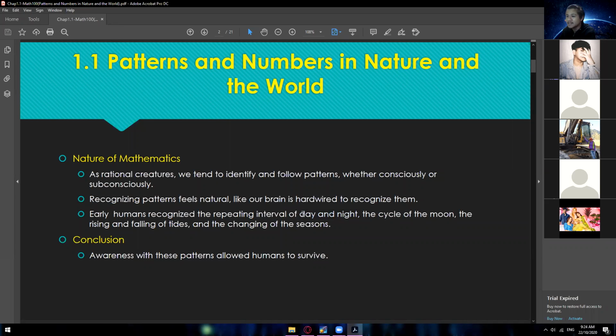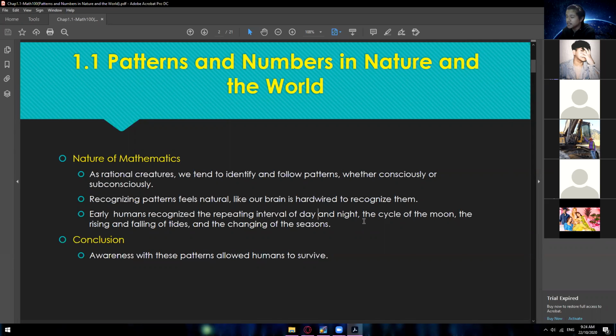So, hindi man sila aware nung una, pero nung kalaunan, alam na nila parang, after 12 hours, magiging gabi na. Okay? After 12 hours ulit, magiging umaga na ulit, which is day. Okay? Next one is the cycle of the moon.